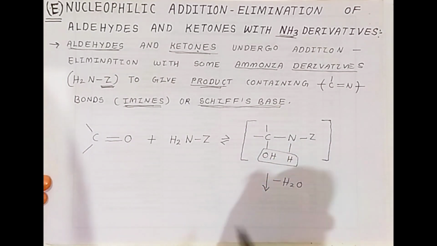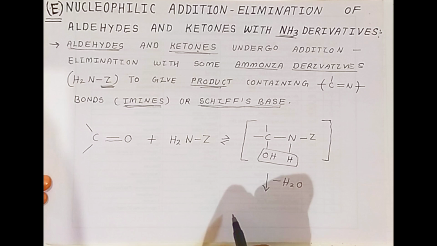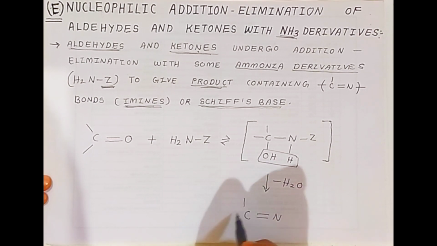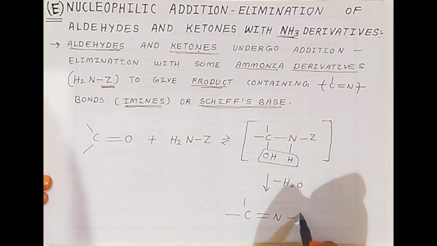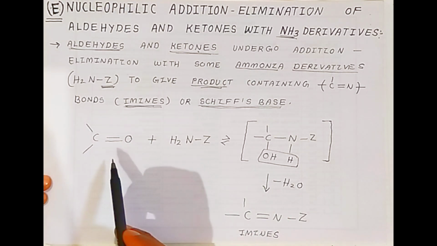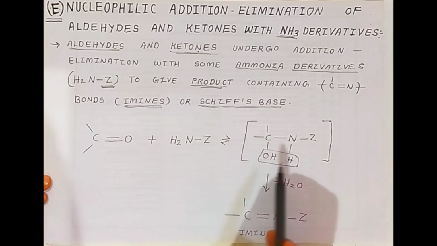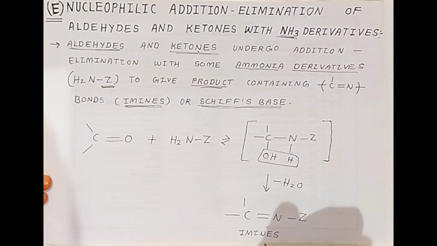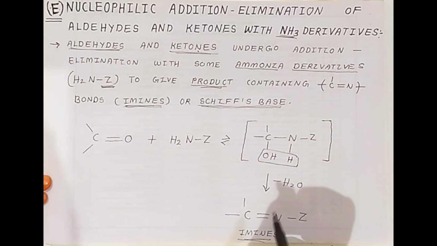This will eliminate water molecules, and there is a formation of a carbon-nitrogen double bond with the ammonia derivative. This is called an imine. So this way the imine is formed. This carbonyl combines with the ammonia derivative, first it is added, then it eliminates water molecules and forms the imine, or you can say Schiff base.